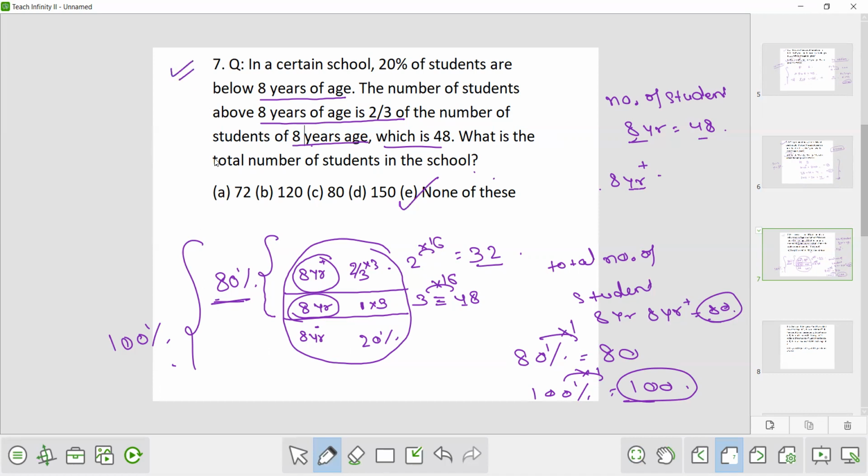Now if you find any difficult type of question, just follow the language of the question and try to make a figure over it. You will definitely solve this question. The concept part you have already learned.